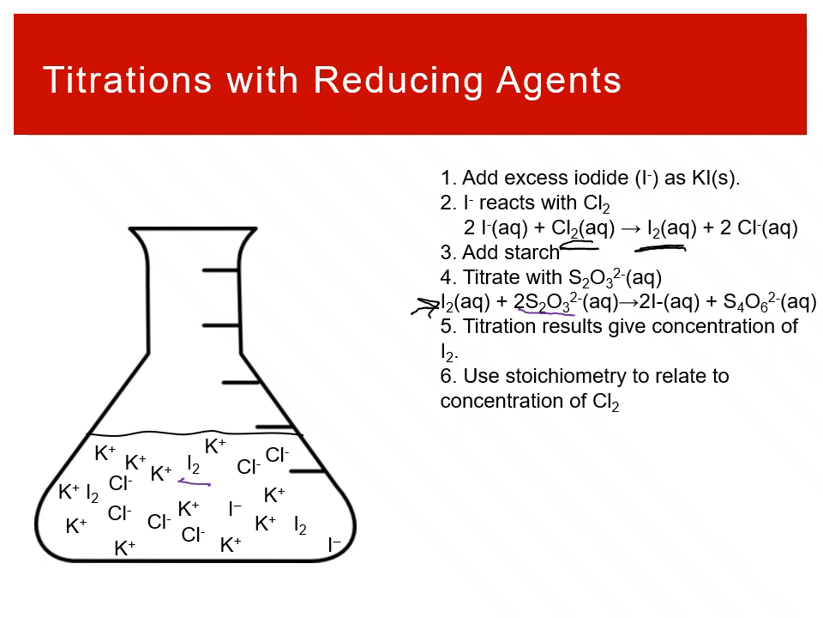So it's a little more complicated than the direct titrations that we've done. It's an indirect titration. You don't directly titrate the chlorine. You instead turn the chlorine into iodine, the I2 molecules, then you titrate the I2 molecules. This is very common, especially with reducing agents. Doing these with iodine is a really common technique.